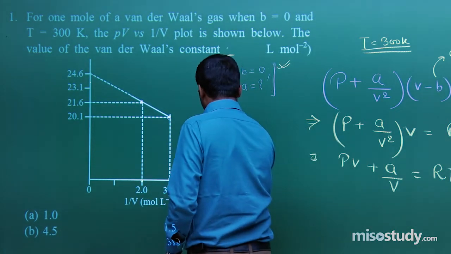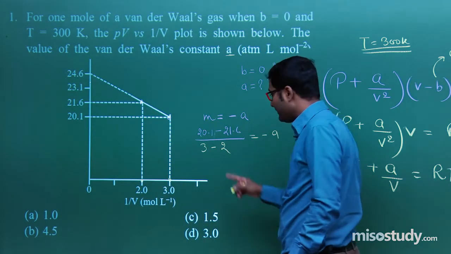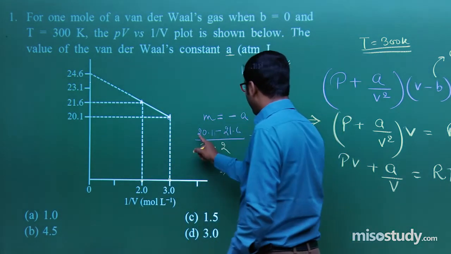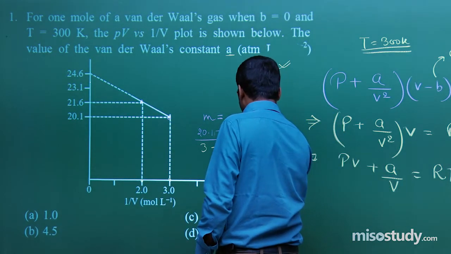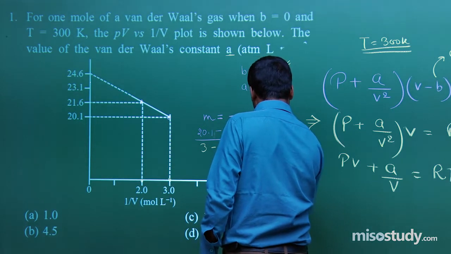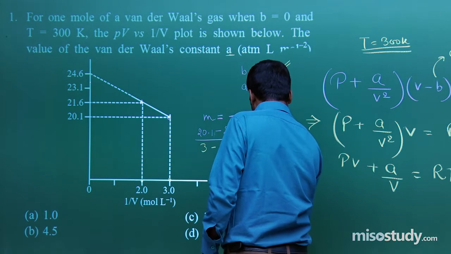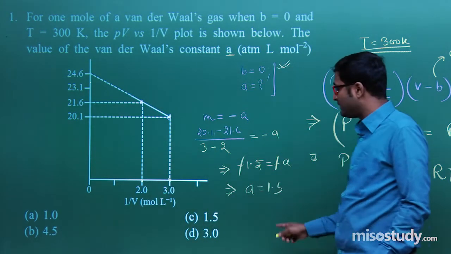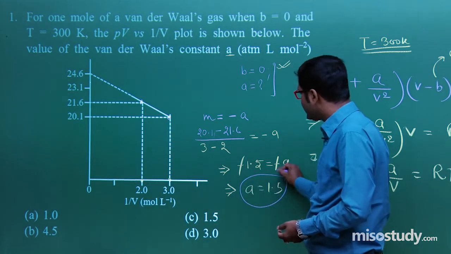That is (20.1 minus 21.6) upon (3 minus 2) is equal to minus A. Clear friend? Now after dividing, what will happen? 20.1 minus 21.6, that is minus 1.5, is equal to minus A. That is friend, A is equal to 1.5. Is it visible? A is equal to 1.5. It's very simple.